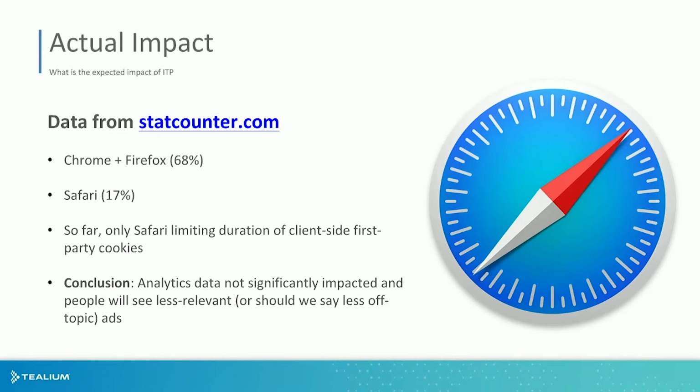So in summary, my conclusion is you're not an advertisement which has all this information about you. So the biggest impact is not going to be your analytics data. It's really going to be that people are going to see less relevant ads or less off-topic ads. So the ads you're going to see on a web page are going to be about what you're reading right now, not necessarily what you did a week ago or a month ago. So less off-topic ads is going to be the significant impact on the web.